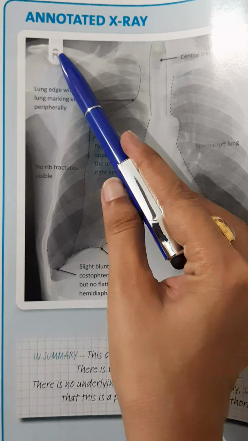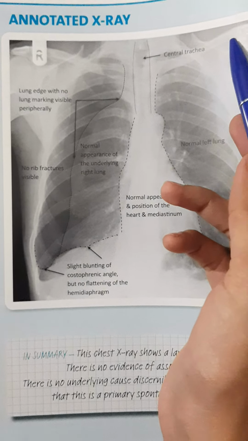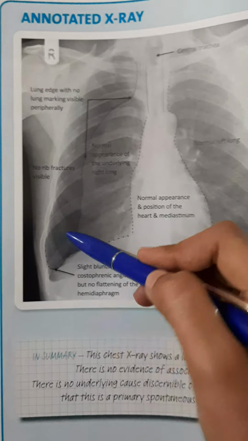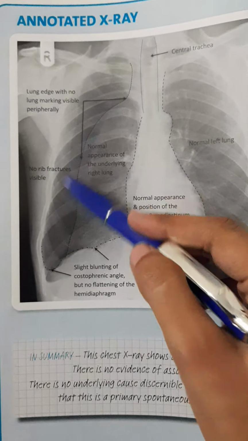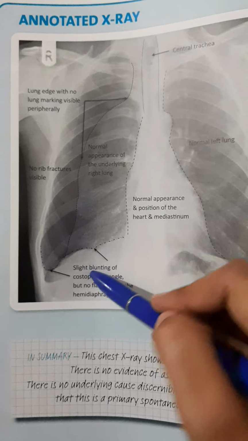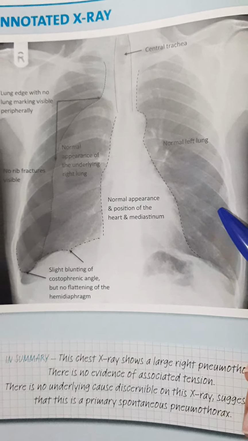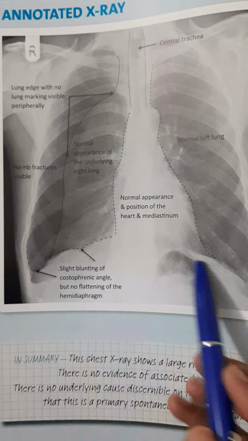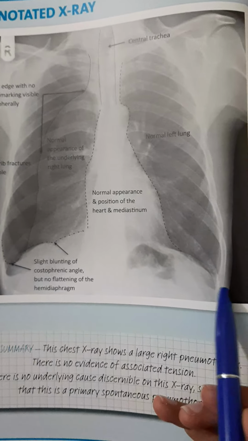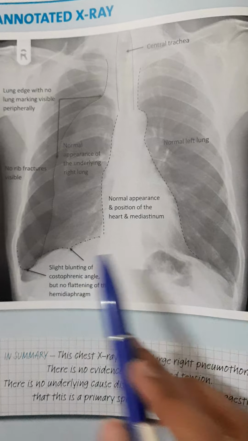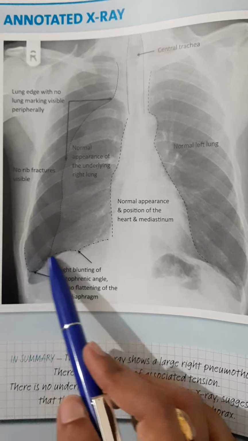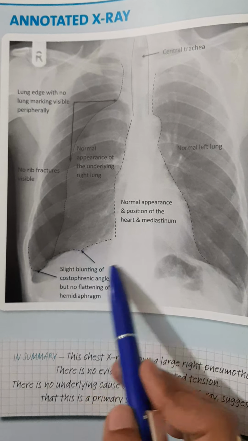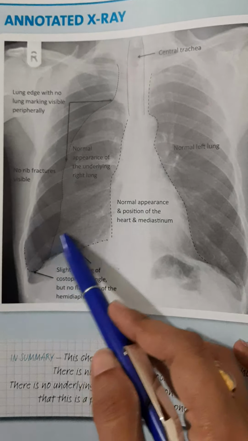This is the right side as mentioned above, and this is the left side of the patient. Then we evaluate the ribs and soft tissue, and we can see there is no rib fracture visible and no soft tissue abnormality present. Then we come towards the diaphragm. There is a slight blunting of the costophrenic angles on both sides, but no flattening of the hemidiaphragm, and this blunting is most probably due to pleural fluid.